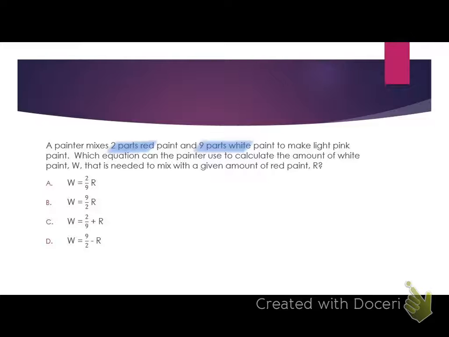So in A, that would be 9 parts white equal to 2/9 part red, which was 2. That would give us 9 is equal to 4/9. And that's not a true statement, so A would not be correct. In B, we would have 9 parts white is equal to 9/2 parts red, which again is 2, so 2/1. And when you multiply these, you would have 9 is equal to 9, and that is a true statement. So this equation accurately represents this situation.